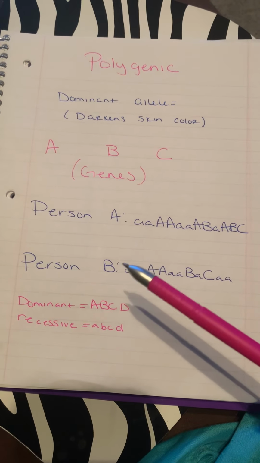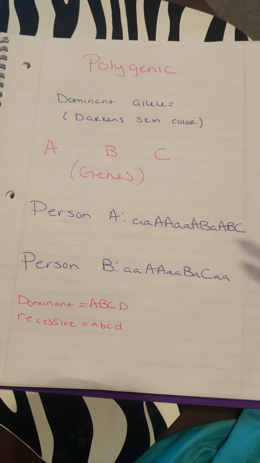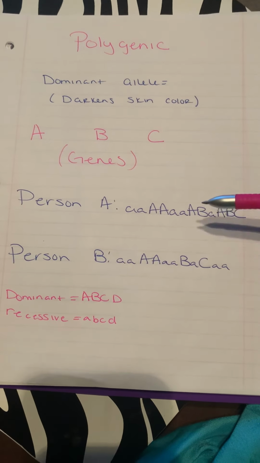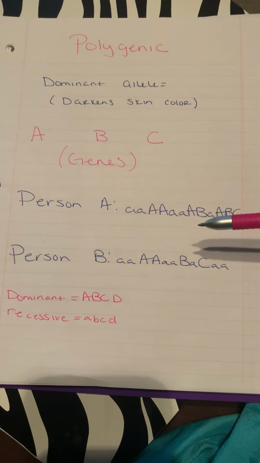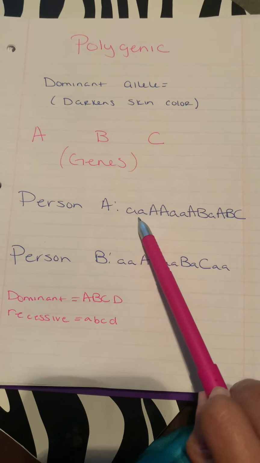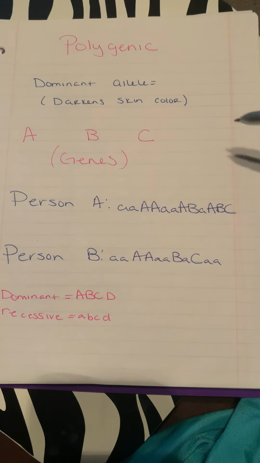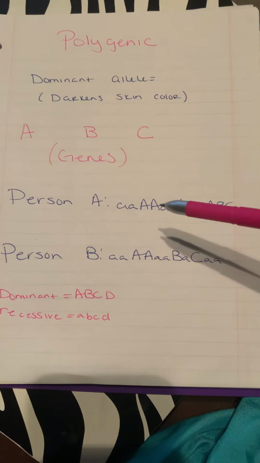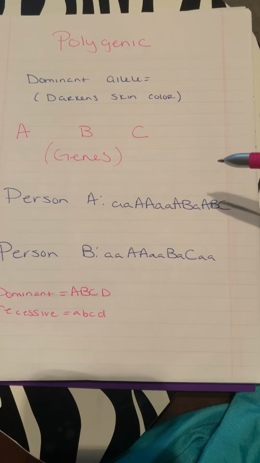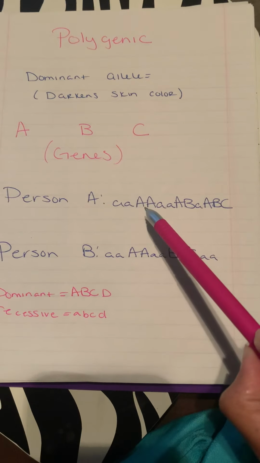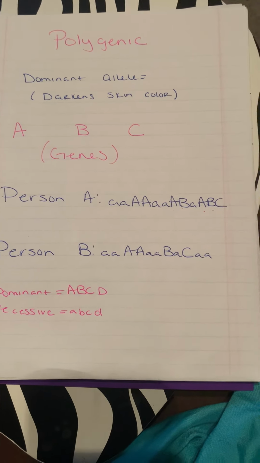So let's go back to, and I outlined it in white, dominant allele equals darker skin color, right? So if we want to know which person would be darker, we are looking for the dominant alleles here, right? So we know that this is recessive, dominant, recessive, dominant. So what you want to do on the side of your paper is go through person A and count the dominant alleles that you see. So I see 1, 2, I see 3, 4, 5, 6, 7.